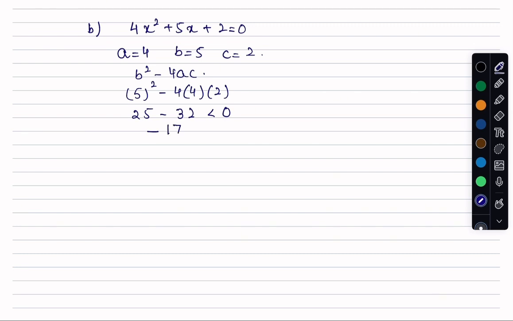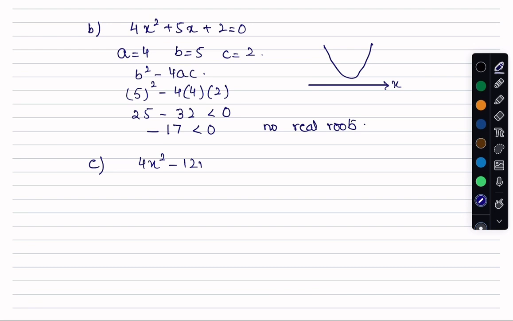I know that negative 17 is less than 0. Therefore, there are going to be no real roots to the equation. Graphically, what we mean is that the x-axis and the quadratic curve are not intersecting with each other.